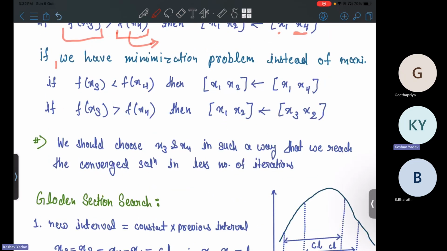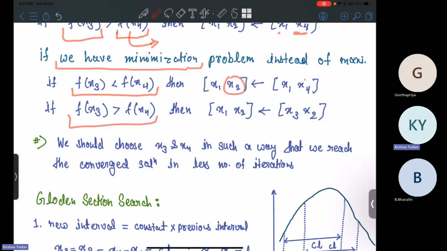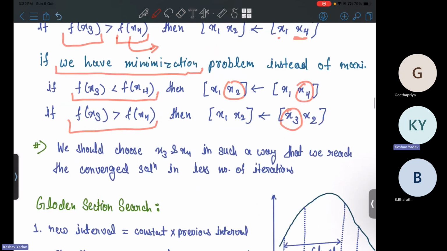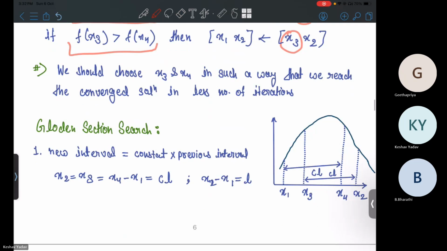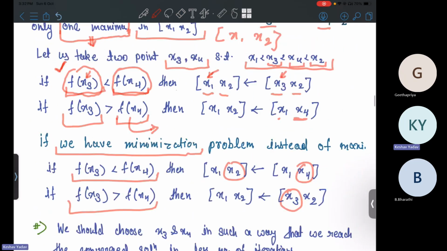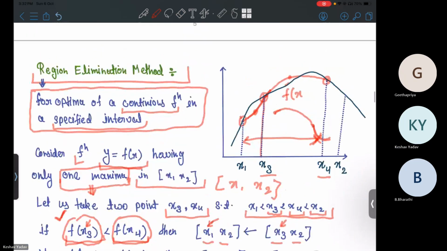Now, if we have a minimization problem rather than maximization, we will check the same condition. If f of x3 is less than f of x4, then we will replace x2 with x4. And if it is the other way around, we will replace x1 with x3. So this is the region elimination method.